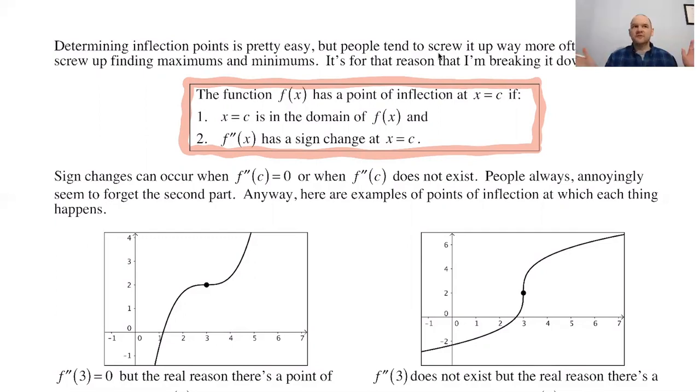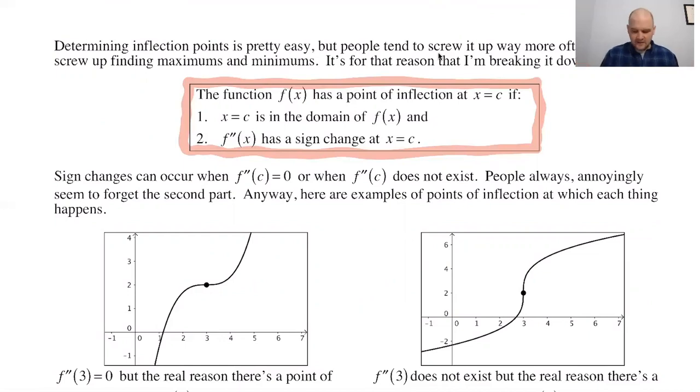Concavity frequently changes at discontinuities because you're just kind of piecing things together. So concavity can definitely change at a point not in the domain, but you won't have a point of inflection there because you don't have a point there, right? So x equals c is in the domain of f of x, and f double prime has a sign change. That's all that we need, right?